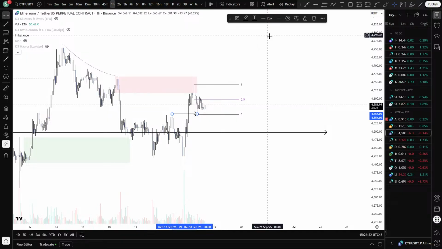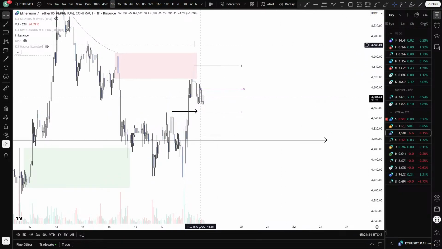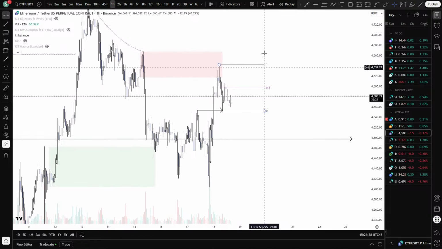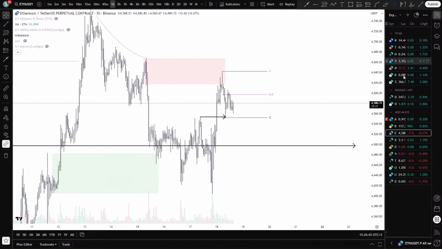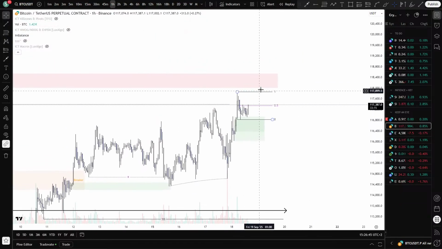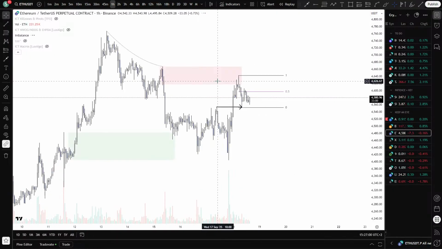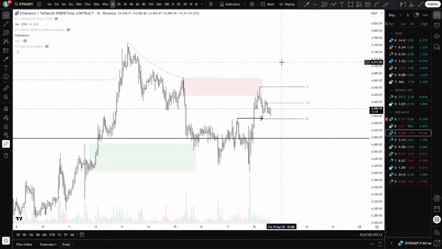This could be a local range. It isn't in the cleanest place. It is not like this supply was untested. If this range was created before this supply, a bit like on Bitcoin, you can get a distribution while tapping into a higher time frame pivot point, supply zone, demand zone, however you want to call it, to create a pivot point and then come down. But on Ethereum it's just not as clean.